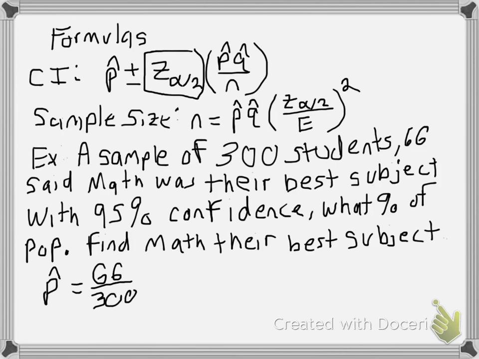Okay? Now, of course, we can reduce that a little bit. And if we reduce that a little bit, we get 0.22. Okay? Which makes Q hat also very easy to find. 1 minus 0.22, which equals 0.78. Now, the rest of this should be easy. We found P hat, we know Q hat, we know n. The only thing that we're missing is Z of alpha over 2. So let's go ahead and find our Z of alpha over 2.